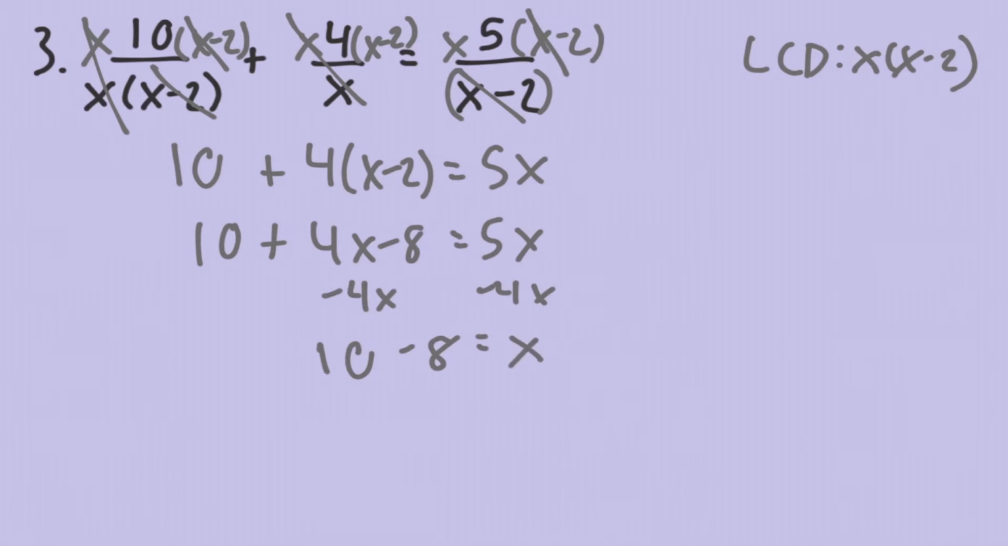10 minus 8 is 2. Let's double check. 2 minus 2 is 0. That gives us a 0 in the denominator. So 2 is an extraneous solution. So this problem actually has no solution.